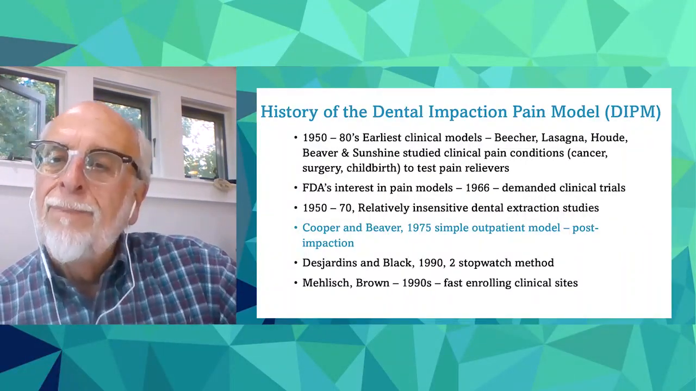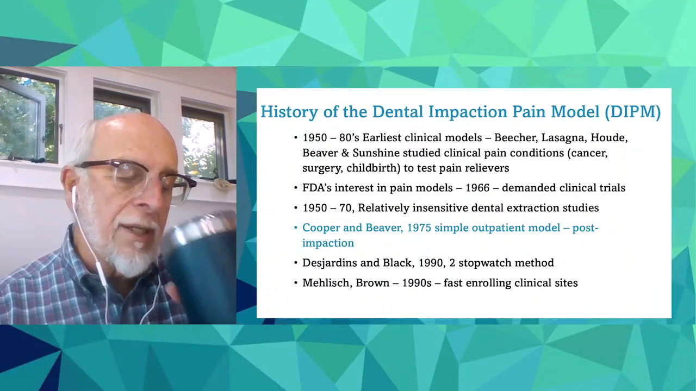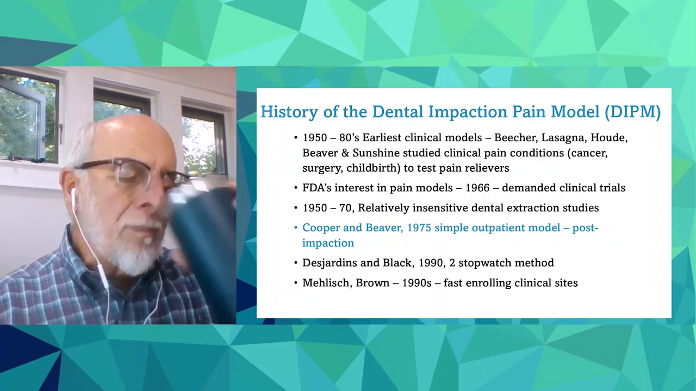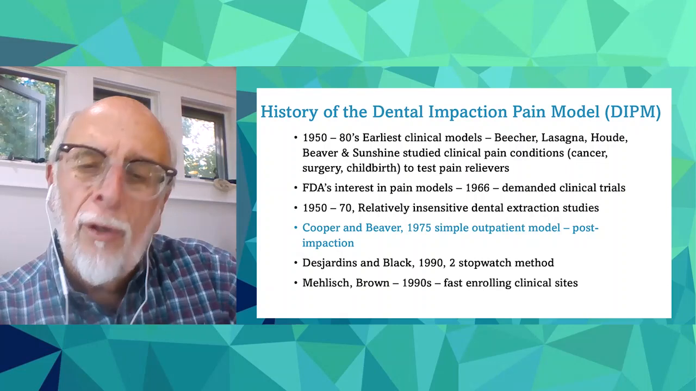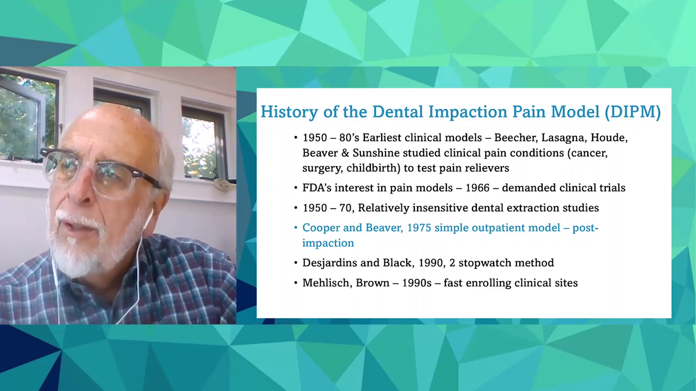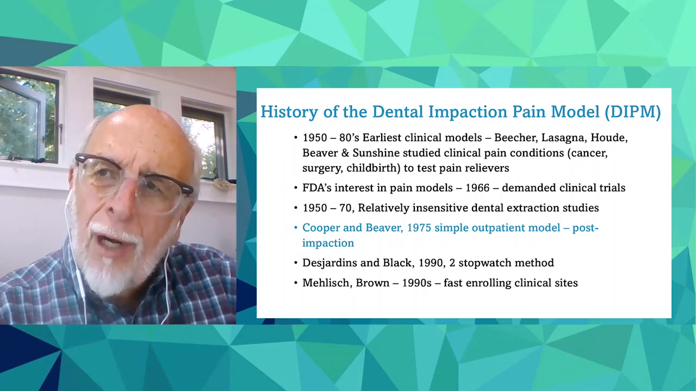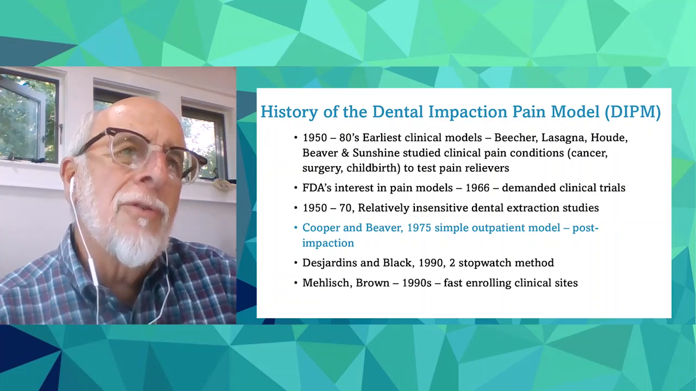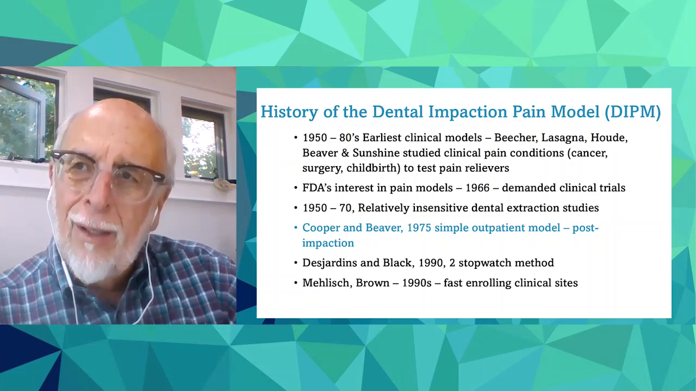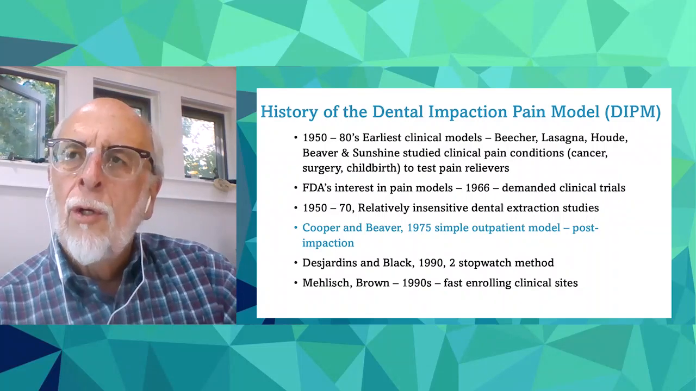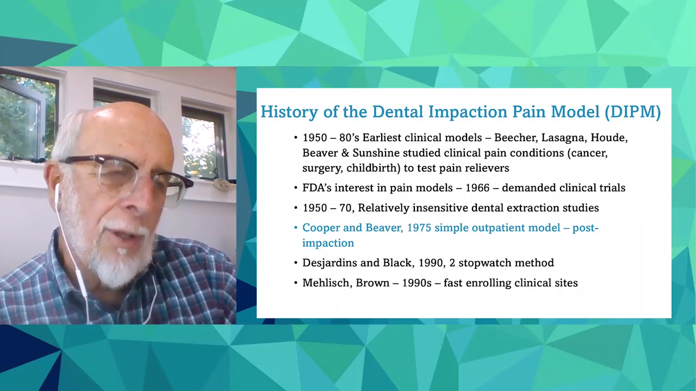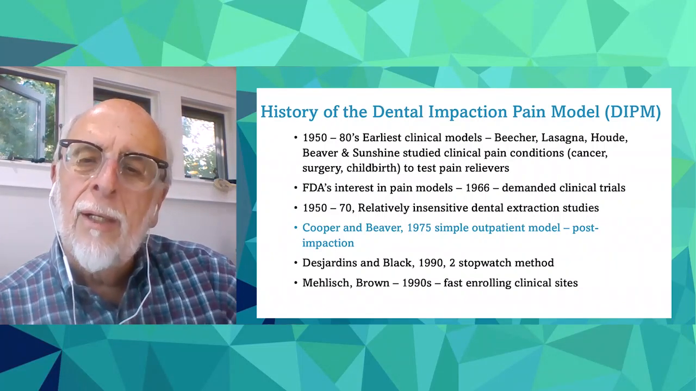How did this all start? In the 1950s and 60s, there were several investigators at Harvard and Memorial Sloan Kettering who were studying, at that point, primarily opioid pain relievers. And the patients who had a lot of pain in those centers, which were amenable to the study, were cancer patients. So there were patients who were having cancer surgery.